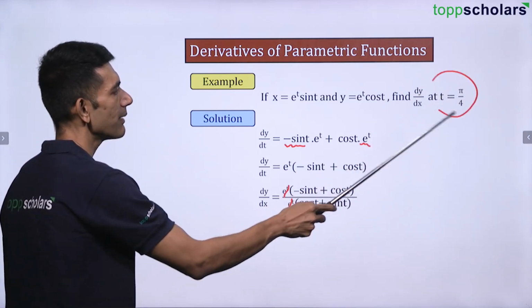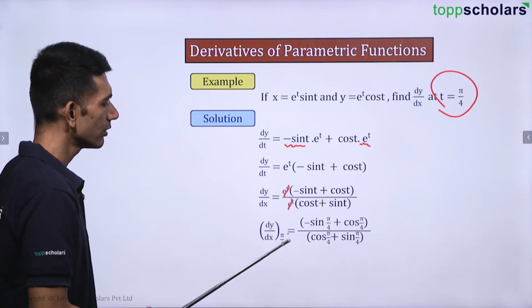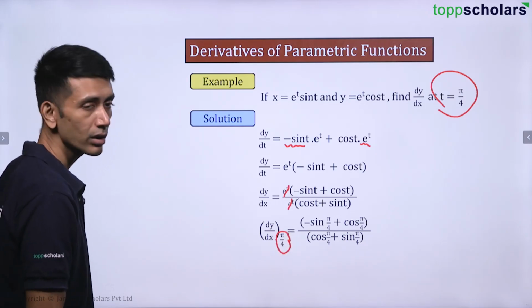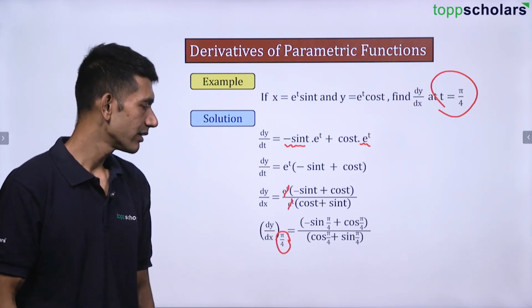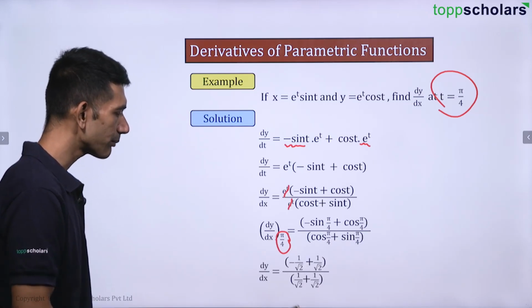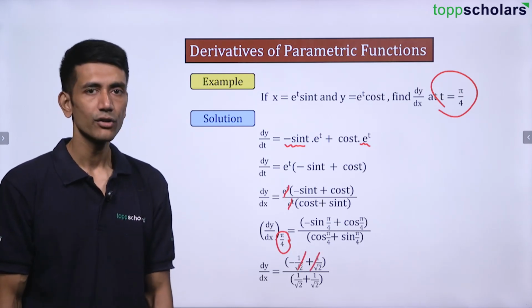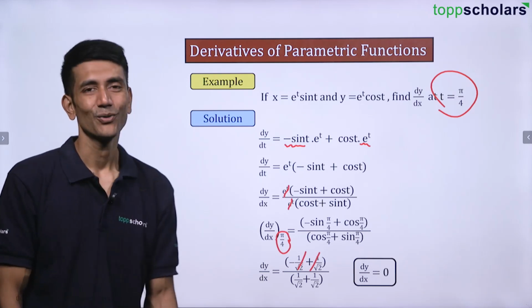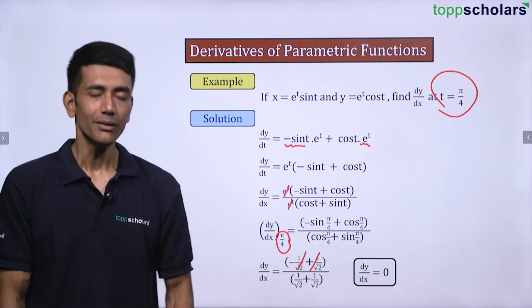Now it's very simple. T is given as pi by 4. So all you need to do is put the value of t as pi by 4. So at pi by 4, this will become minus sin pi by 4 plus cos pi by 4 by cos pi by 4 plus sin pi by 4. Pi by 4 is how much? 45 degrees. 1 by root 2 for both, right? So that will become minus 1 by root 2 plus 1 by root 2 by 1 by root 2 plus 1 by root 2. But anyways, this will get cancelled and you get 0 in the numerator. No need to solve the denominator. The final answer that we get is 0. So 0 is the final answer. Clear and simple. Let us continue.